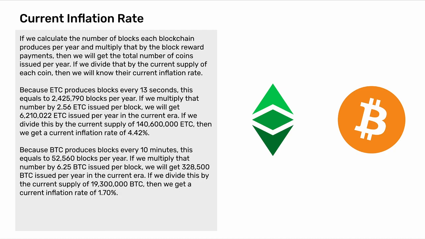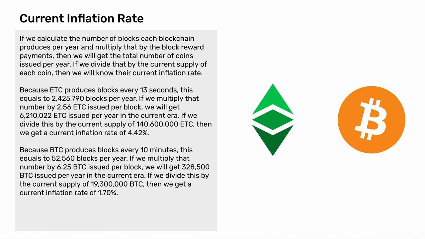Because ETC produces blocks every 13 seconds, this equals to 2,425,790 blocks per year. If we multiply that number by 2.56 ETC issued per block, we will get 6,210,022 ETC issued per year in the current era. If we divide this by the current supply of 140,600,000 ETC, then we get a current inflation rate of 4.42%.